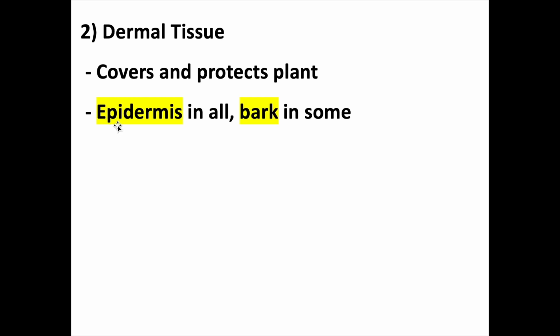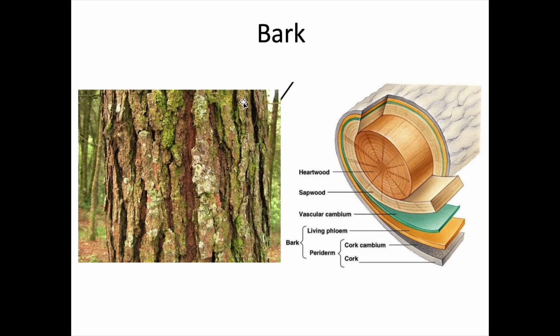Key terms defines the epidermis as a single layer of cells found in plant dermal tissue, covers and protects underlying tissue. Pretty straightforward. So they all have epidermis, but some plants also have bark, which is also in the key terms, a tough, waterproof outer epidermal layer of cork cells. So, here we know what bark is, but it refers to all these layers of things outside of the inner tissue.